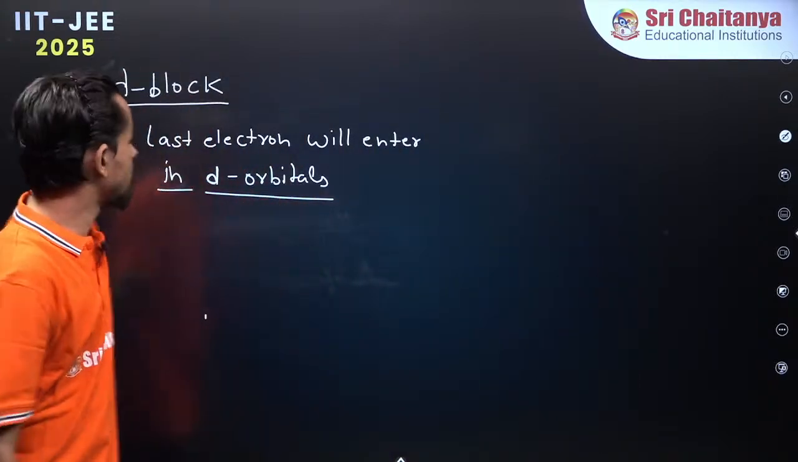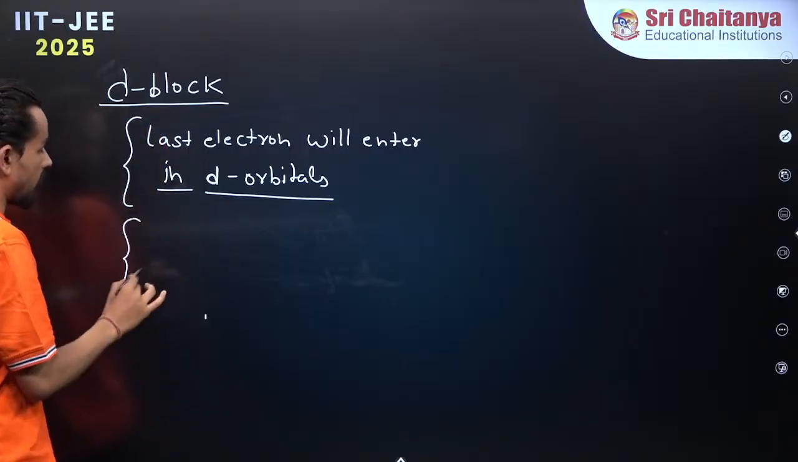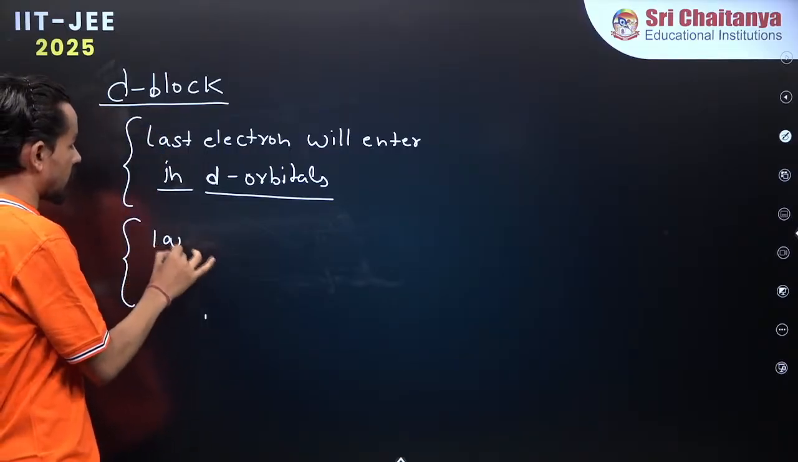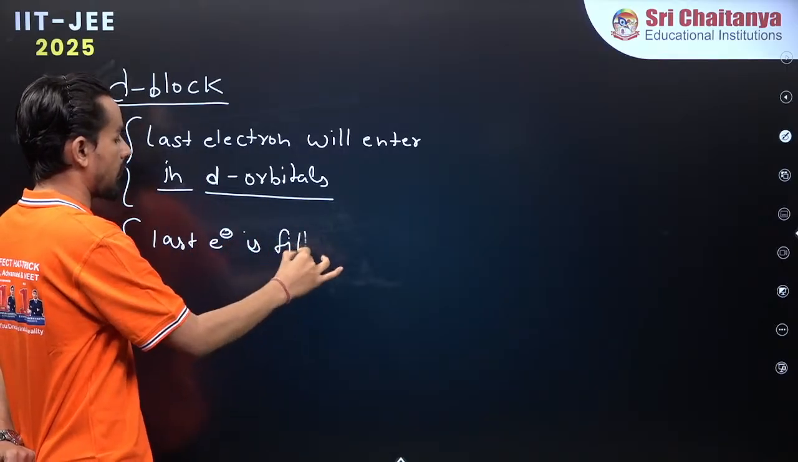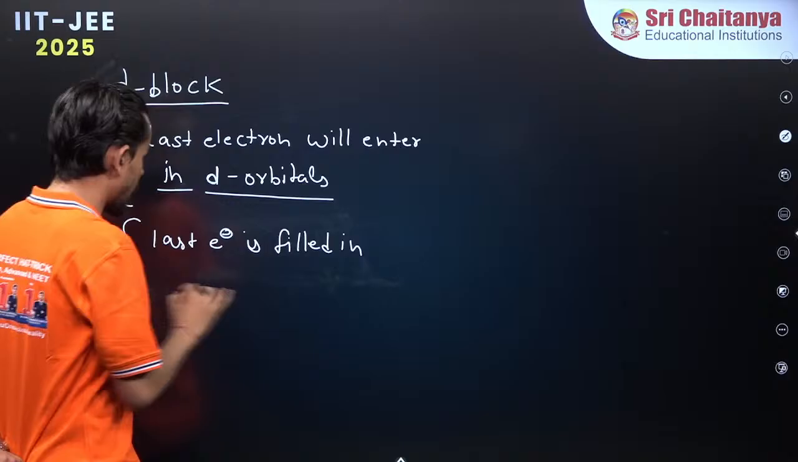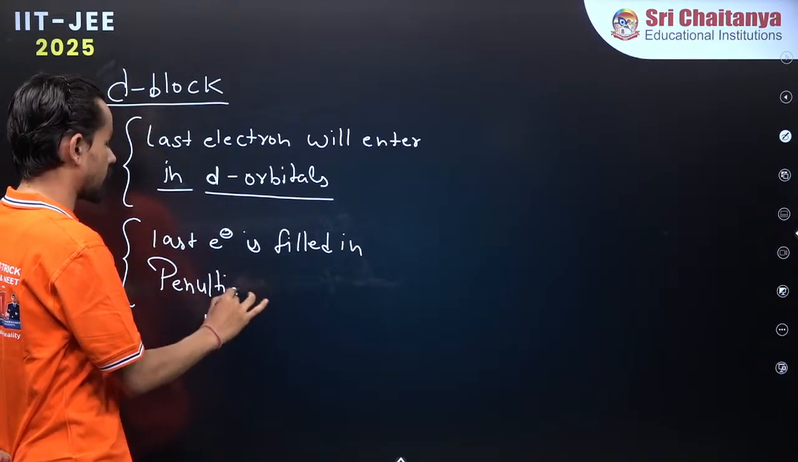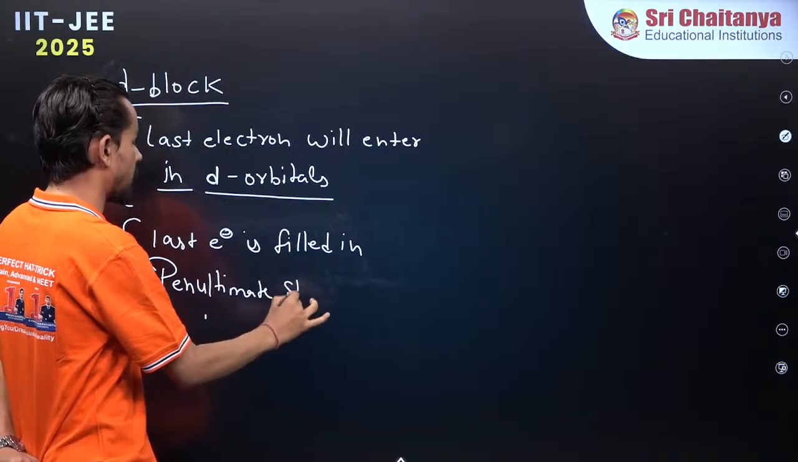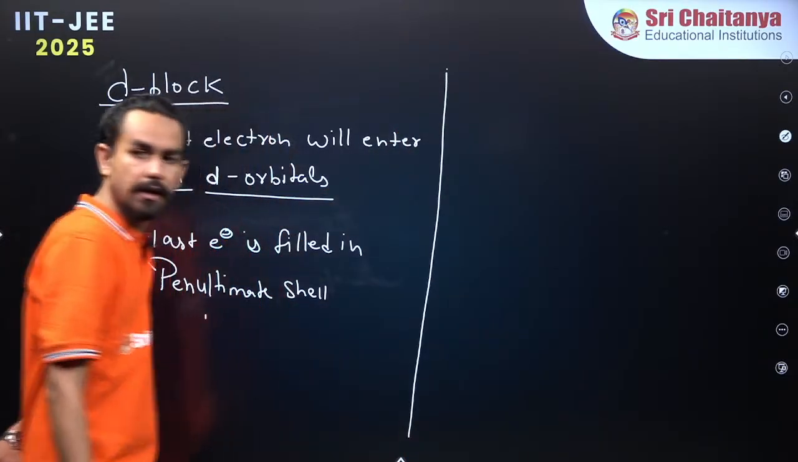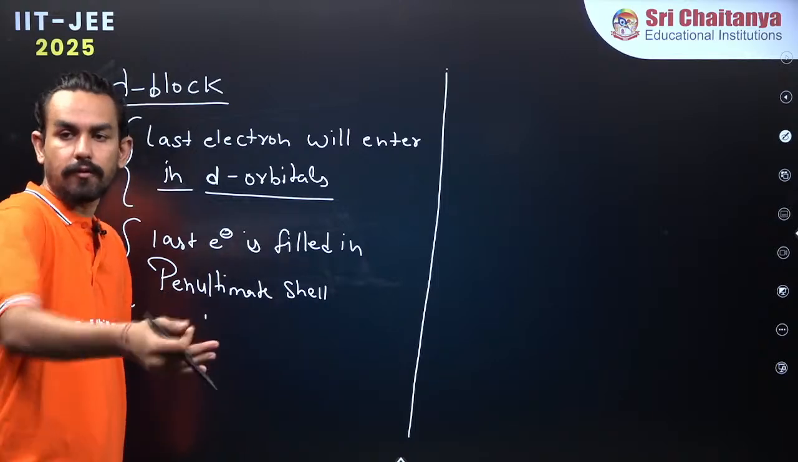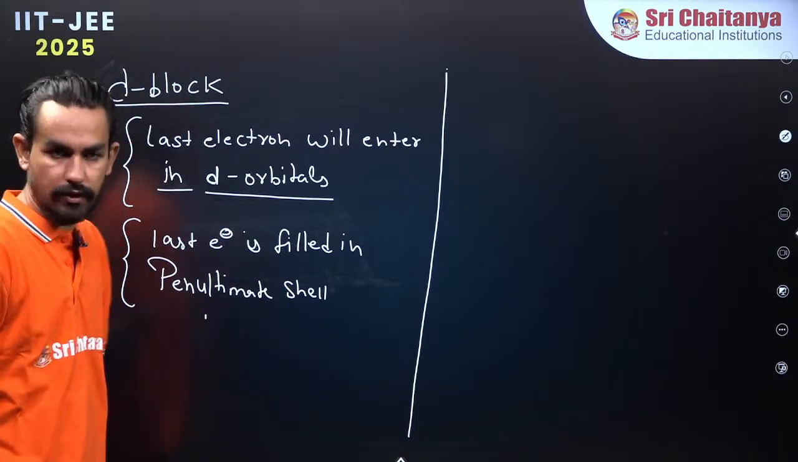What else we can say about this is that their last electron is filled in the penultimate shell. Now what is this penultimate shell? The penultimate shell is the one just inside the outermost. One after the outermost is known as the penultimate shell.